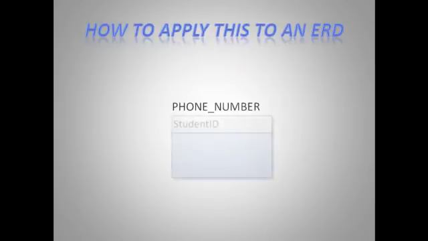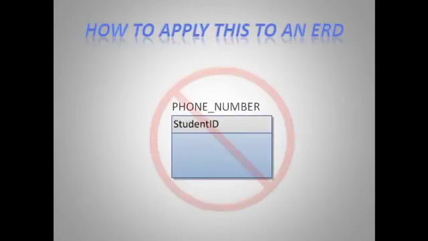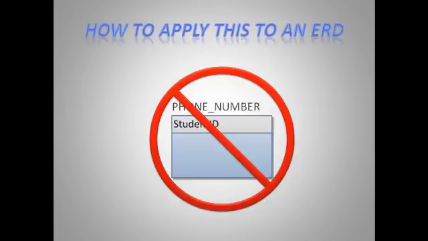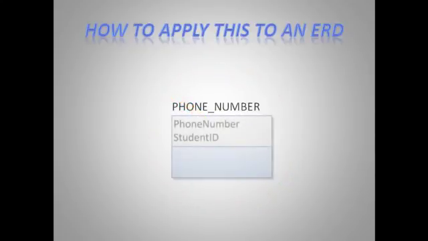If you use the student ID alone as the primary key, you will only be able to have one phone number per student. To solve this issue, you will need to use a composite primary key. This uses a combination of student ID and phone number to create a unique identifier.